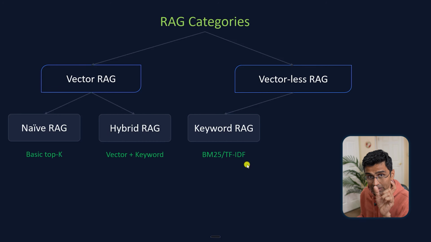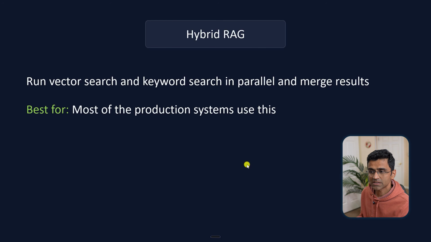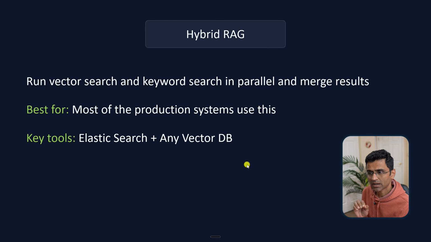The next category is hybrid RAG, where you combine vector search and keyword search. You do both of these in parallel and merge the results. This is the basis for most production systems. The key tools here are Elasticsearch plus any vector DB.